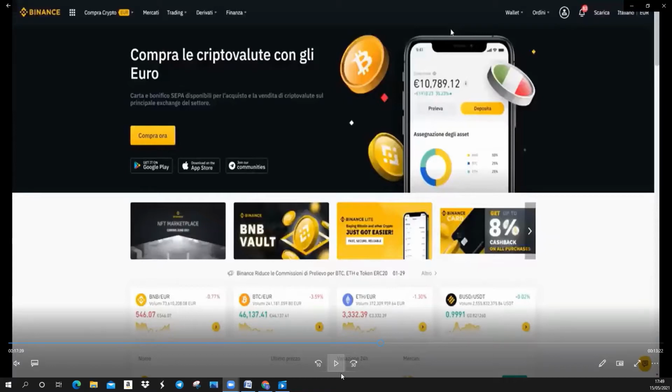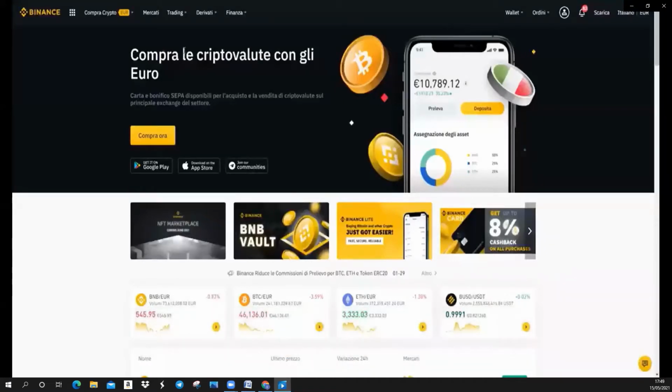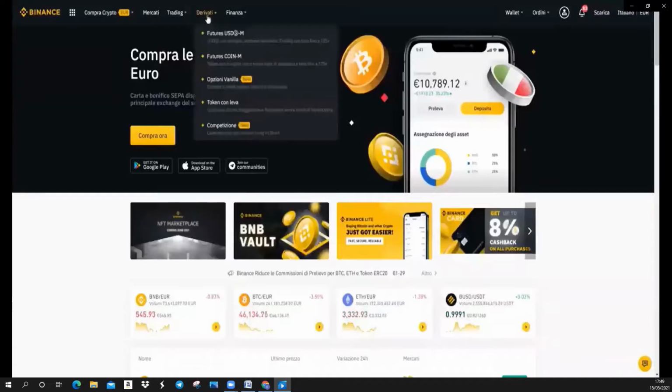Now let's get started. So here we are inside of Binance. Of course we need to actually have futures USDM. It is really important to note that we care about the USDM because we will trade with USDT. All right, this is the first step, very important to keep in mind.